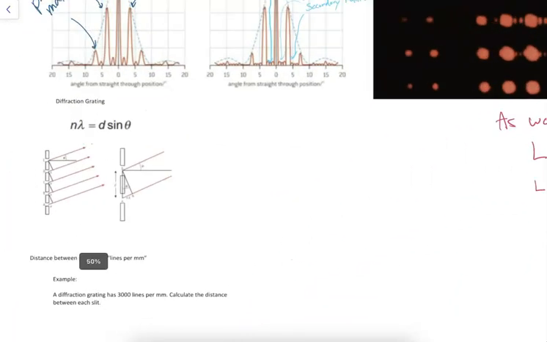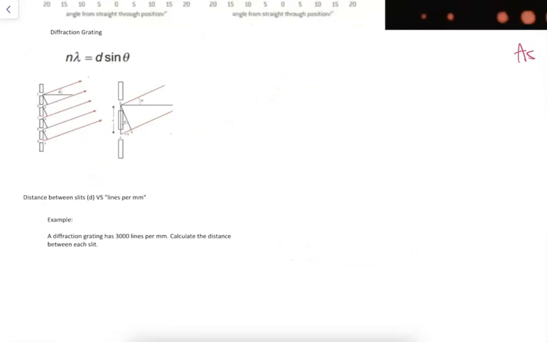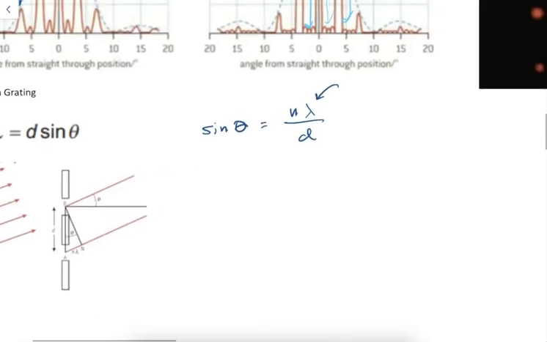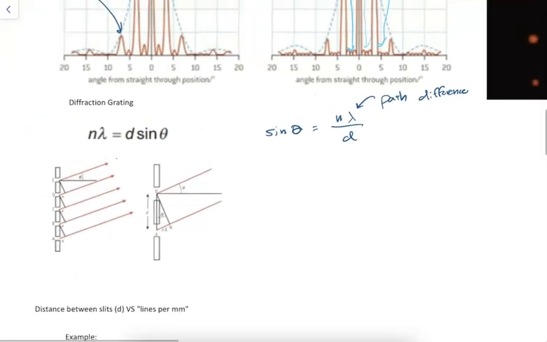Before we get there, let's look at the math and make sense of this. The relationship that we see is n lambda equals d sine theta. This is no different than what we saw in the past, sine theta equals n lambda over d, except our n lambda is now our path difference, just like in the warm-up, where we have 0, 1, 2, 3 wavelengths of path difference, giving us maximums for constructive interference. And why do we need to use sine theta? Because now angles are greater than 10 degrees.